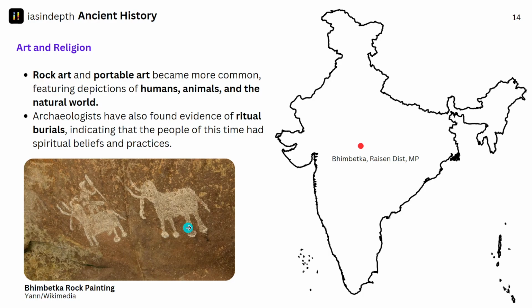We have already discussed the Altamira caves during the Upper Paleolithic age. So it became more common, and people started to draw humans, animals, and the natural world. Their cognitive abilities and communicative abilities improved a lot. And archaeologists have also found evidence of ritual burials along with certain goods in the burial sites, indicating that the people of this time had spiritual beliefs. They had belief in afterlife and other practices as well.